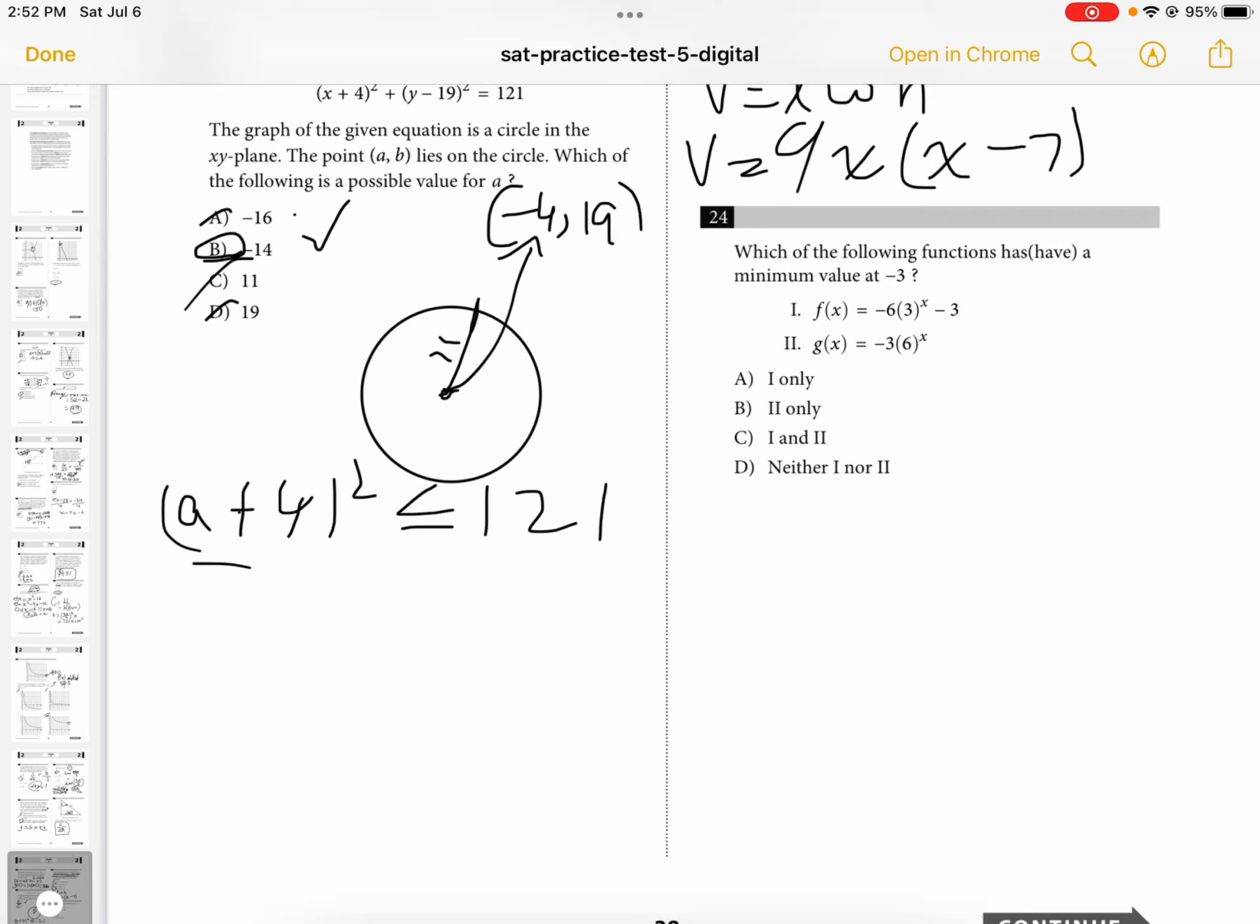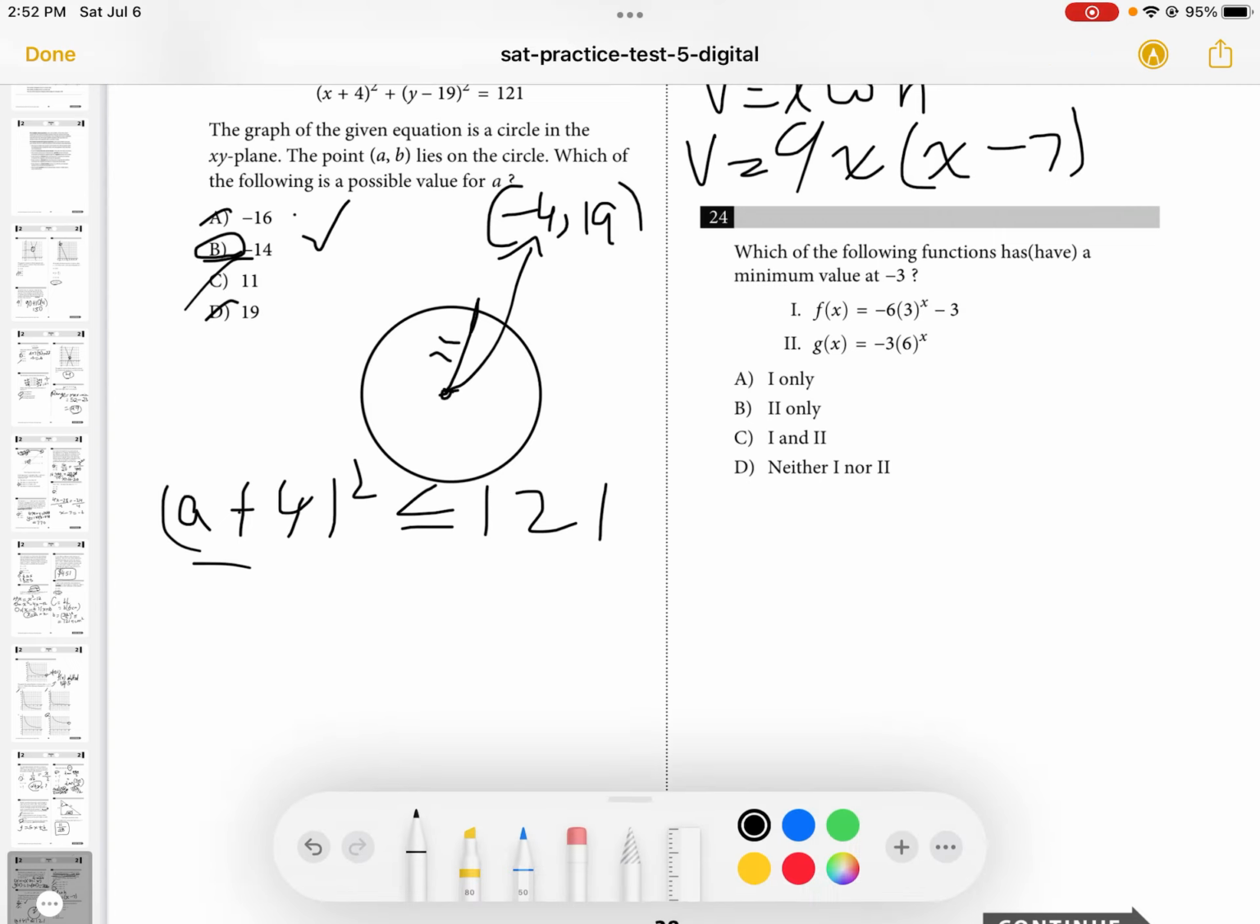Okay. Number 24. Which of the following functions have a minimum value at -3? This is a decreasing exponential function, right? So it does not have a minimum value. So there is no minimum value here.